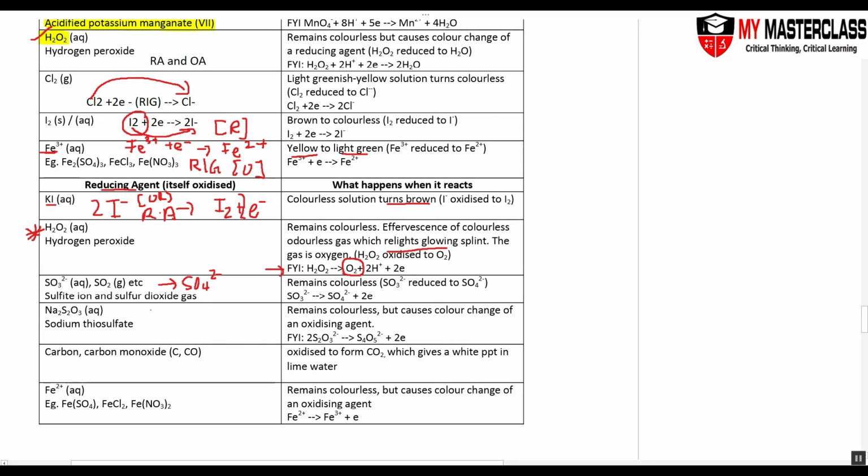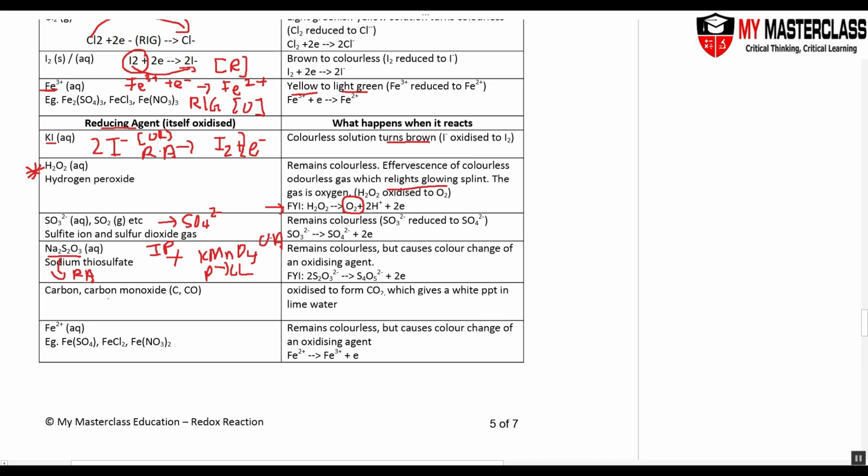Sodium thiosulfate is mostly for your IP students. Sodium thiosulfate will remain colorless, but it will cause your oxidizing agent to change color. So if I have sodium thiosulfate plus, for example, KMnO4, your KMnO4 will turn from purple to colorless. When you know it turns from purple to colorless, you have to know that this is your reducing agent, because KMnO4 is your oxidizing agent.